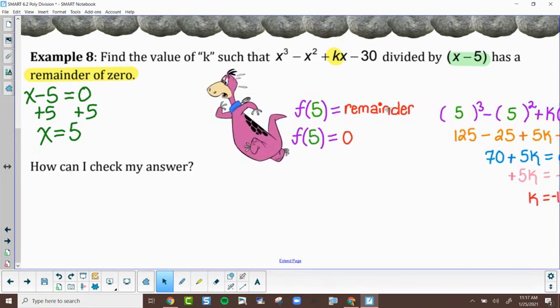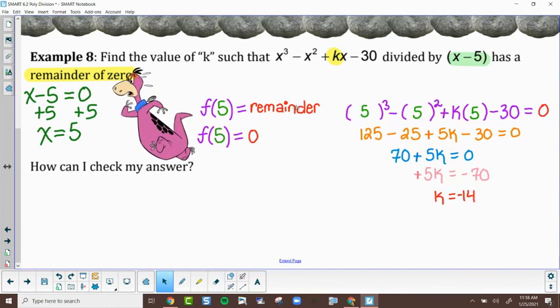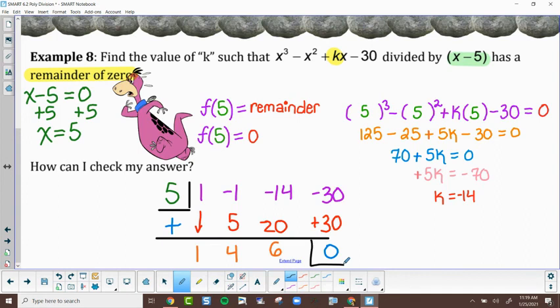So I'm going to plug 5 in, and now I'm just going to try to solve for k. And it actually works out really nicely because I just end up getting negative 14. So you can see I plugged in 5 and I simplified my numbers. And then I just tried to combine some like terms and I solved for k. All right, and as you can see, if I check my answer using synthetic division, why, yes, I do in fact get a remainder of 0.